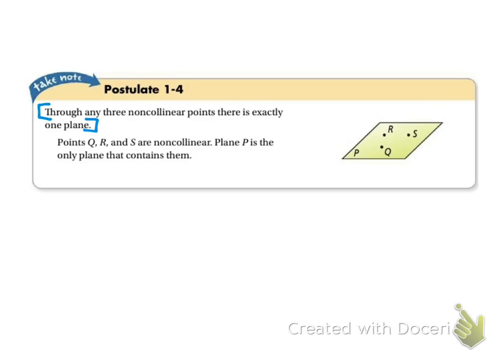Postulate 1.4 says through any 3 non-collinear points, that means they don't share a line, they're not all 3 on a line, there is exactly one plane. So if you look at points Q, R, and S, we can see that they're non-collinear. They aren't all sharing a line. I couldn't put a line through those 3. And plane P is the only plane where all of those 3 are sharing.